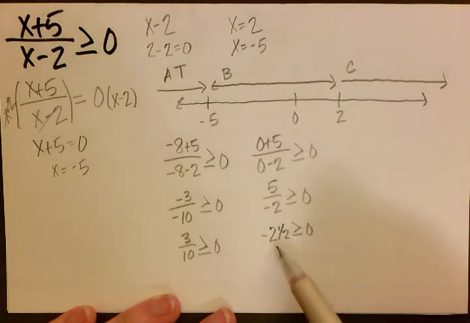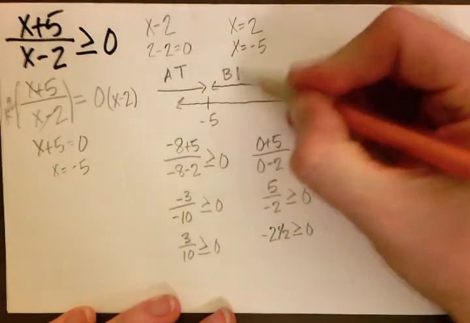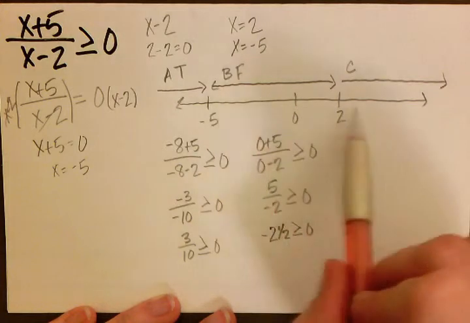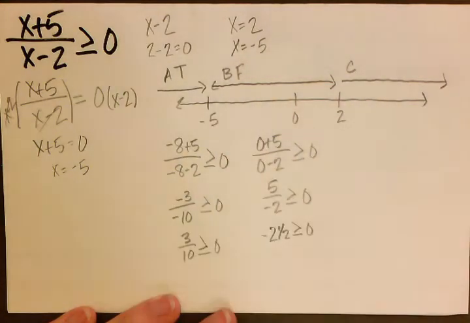So is it true or false that -2 1/2 is greater than or equal to 0? And the answer is no, it's false. And so the whole entire region B is not going to satisfy the inequality that we have here.